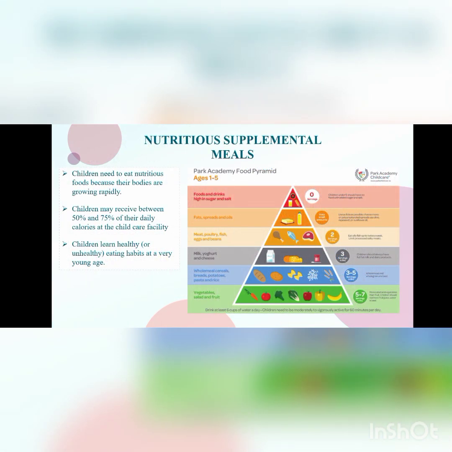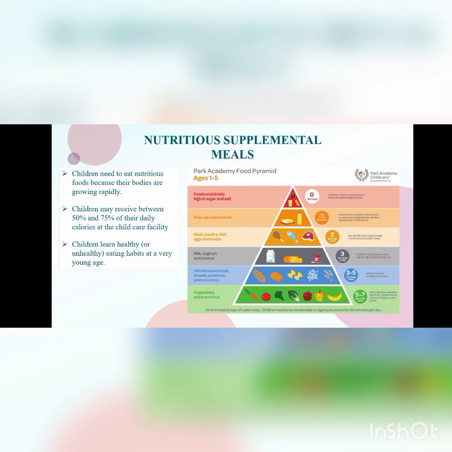Nutritious supplemental meals. Children need to eat nutritious foods because their bodies are rapidly growing. Children may receive between 50% and 75% of their daily calories at childcare facilities. Children can learn healthy or unhealthy eating habits at a very young age. Here is a food pyramid for the ages of 1 to 5.